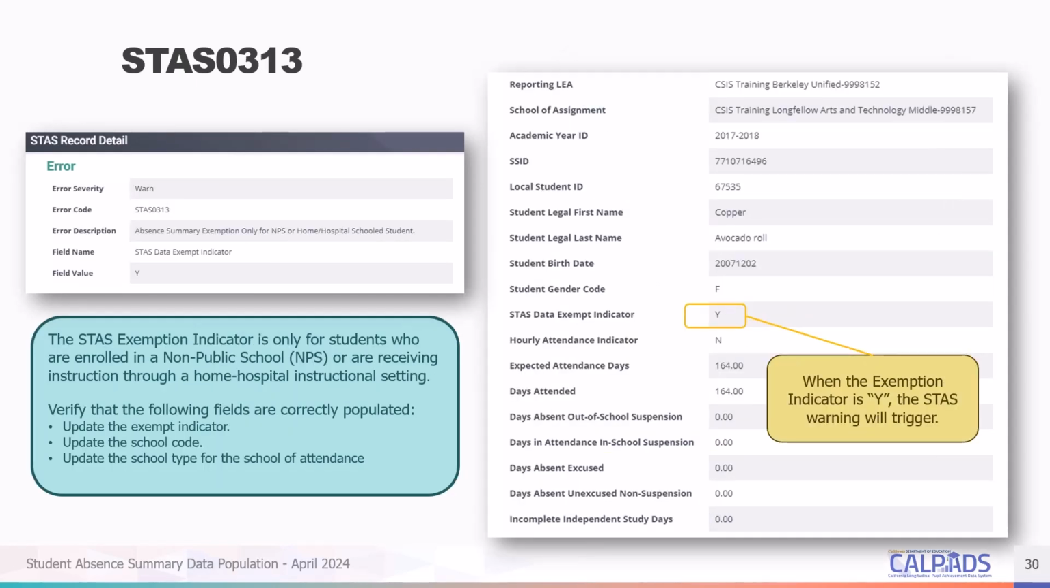The STAS 313 is a warning. This warning indicates that a STAS record has been indicated as exempt. This may be accurate reporting, but you should verify that the student has an NPS enrollment in CalPADS or a home and hospital instruction reported in the student course section record.